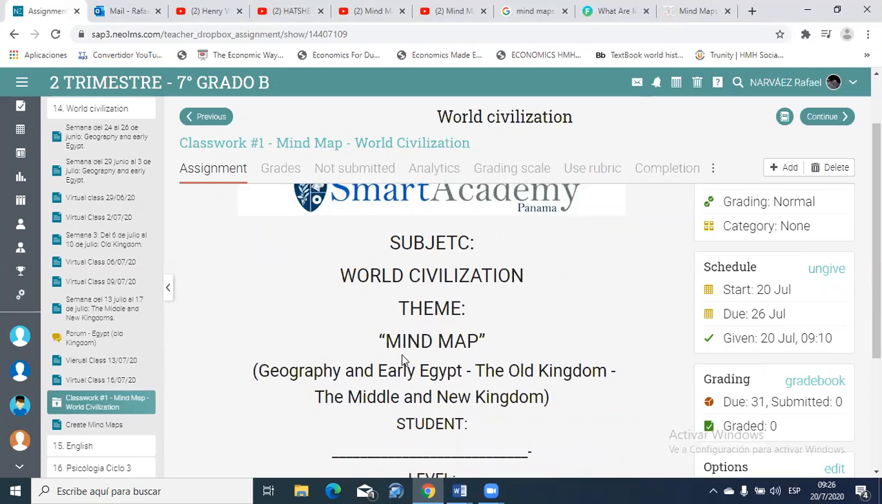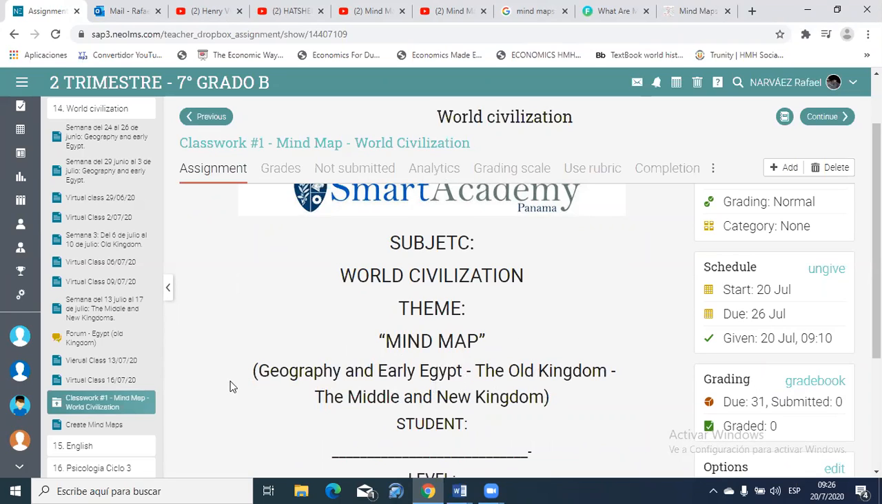Now, usted tiene que hacer un mind map de estos tres temas que we have studied already: geography and early Egypt, that's one topic. The other topic is the Old Kingdom, and this is the last one that tomorrow we're going to finish, the Middle and New Kingdom. So, using these three topics, you are going to create a mind map, okay?